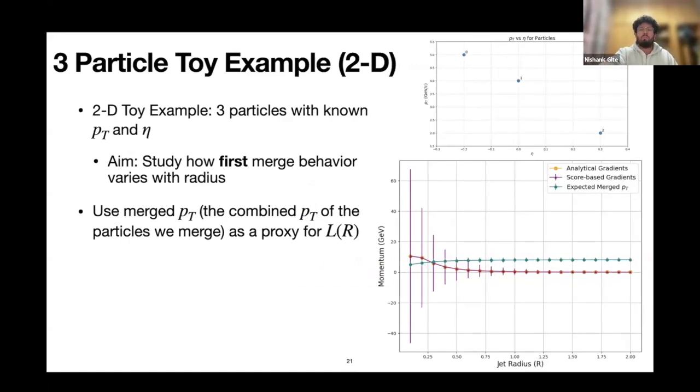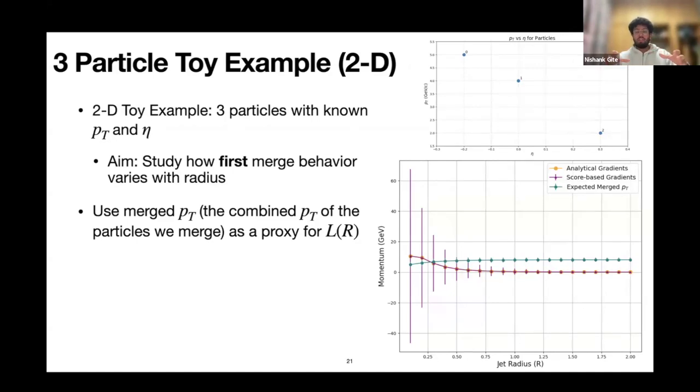So let's talk a little bit about this applicability in a three-particle toy example. This is the same example that we had before in the top right, and we want to study the first merge behavior. So the very first merge that we do, right? And right now what we're going to do is take the merge PT as a proxy for the loss function. So the prior equation where we had L of R, we're going to replace that with the merge PT.